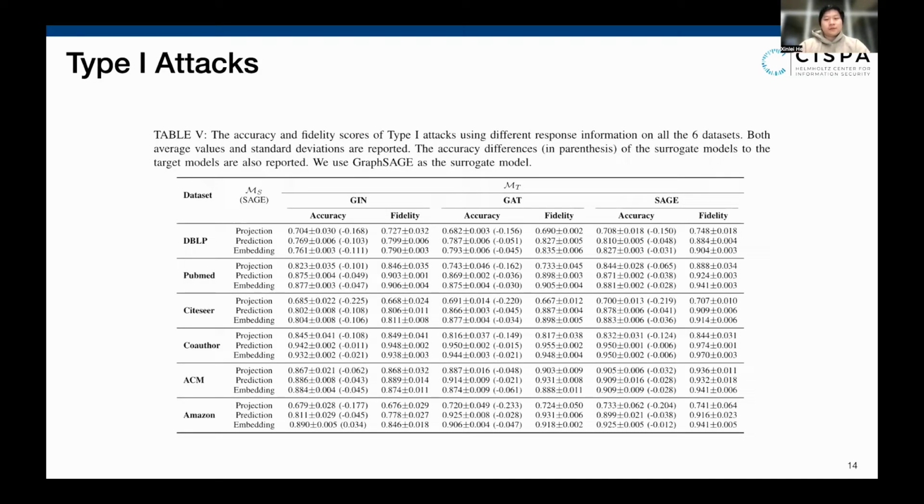We then show the performance of type 1 attacks. As we can see from table 5, type 1 attack can build a surrogate model close to the target model, given the response is prediction or the node embeddings.